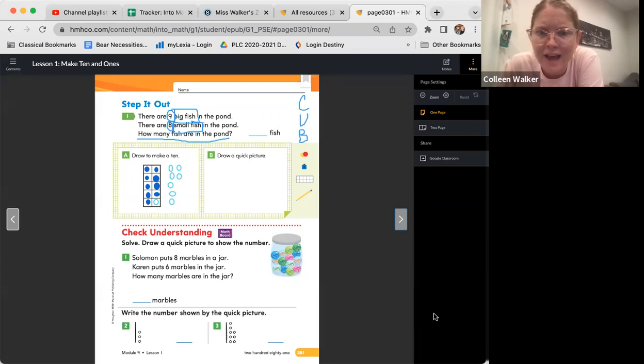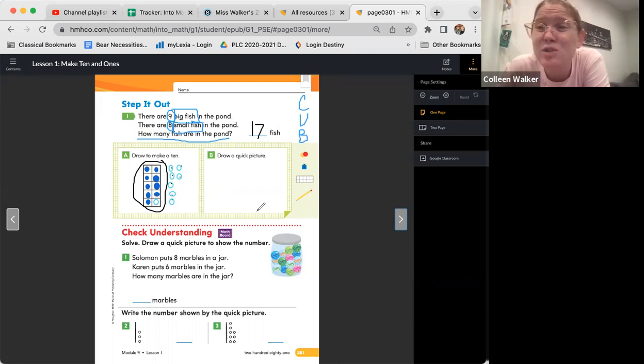So let's look back at our picture. And how many are right here? 10, right? So we don't need to go back and count. 10. Can you count on from 10? So 10, what comes after 10? Ready? 11, 12, 13, 14, 15, 16, 17. So there are 17 fish.